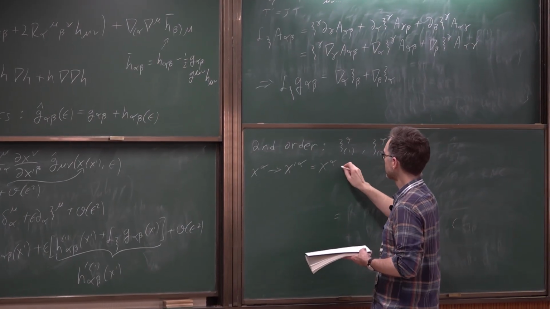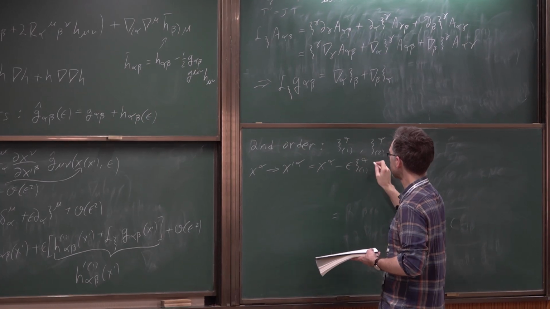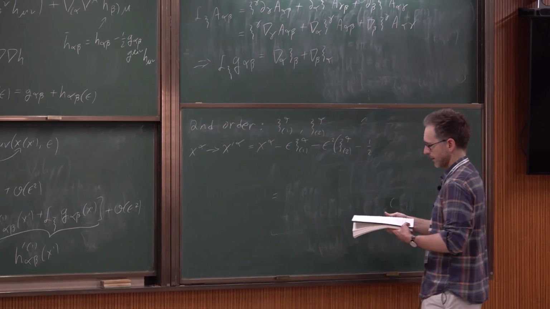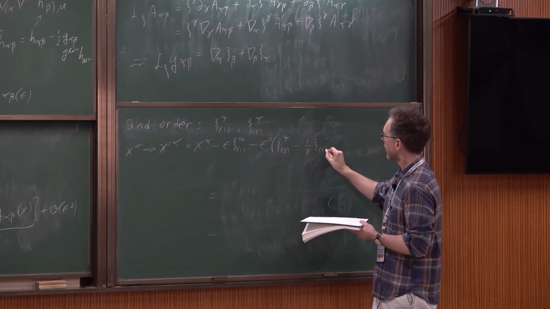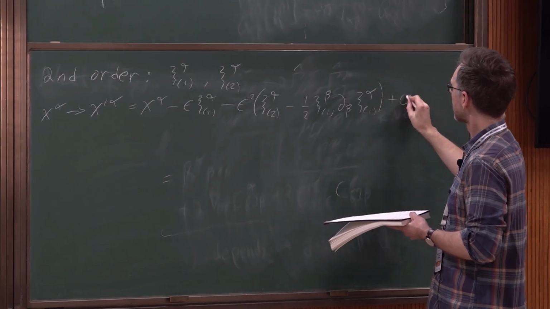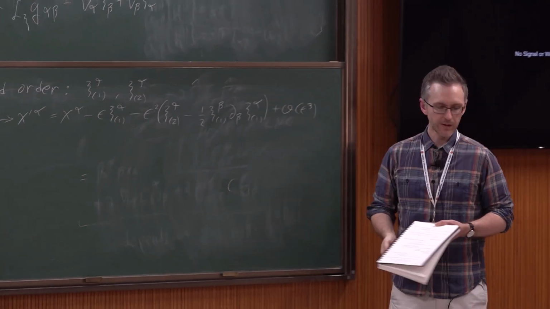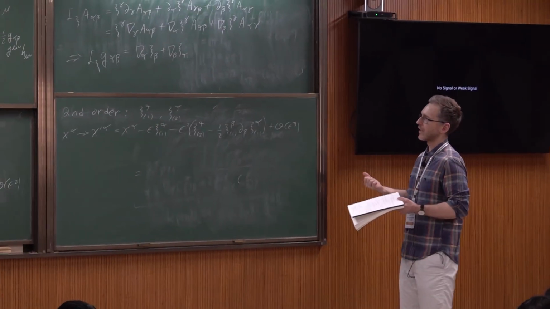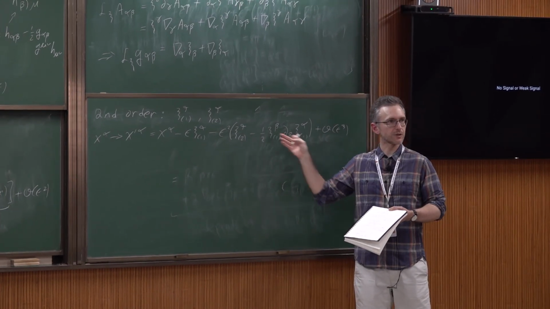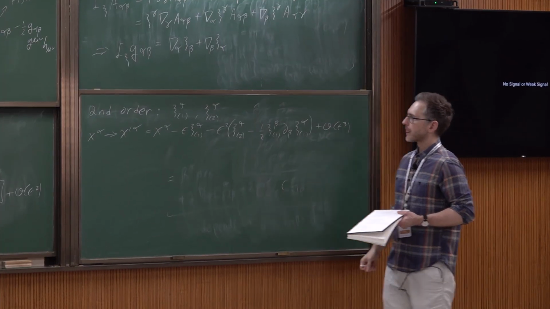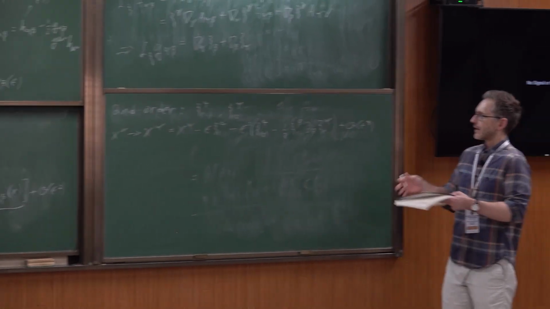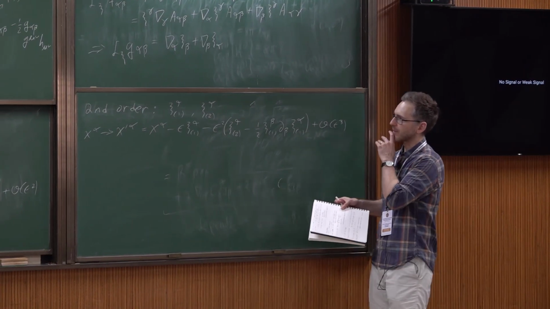So we have X alpha minus epsilon C1 alpha minus epsilon squared C2 alpha minus a half C1 beta partial beta C1 alpha plus order epsilon cubed. So at this point, you realize that I shouldn't be thinking of gauge transformations as small coordinate transformations, because this is getting ugly, and this indicates that this is not really the right way to think about it. So the better way of thinking about it is, what's the best way to explain this without pictures?